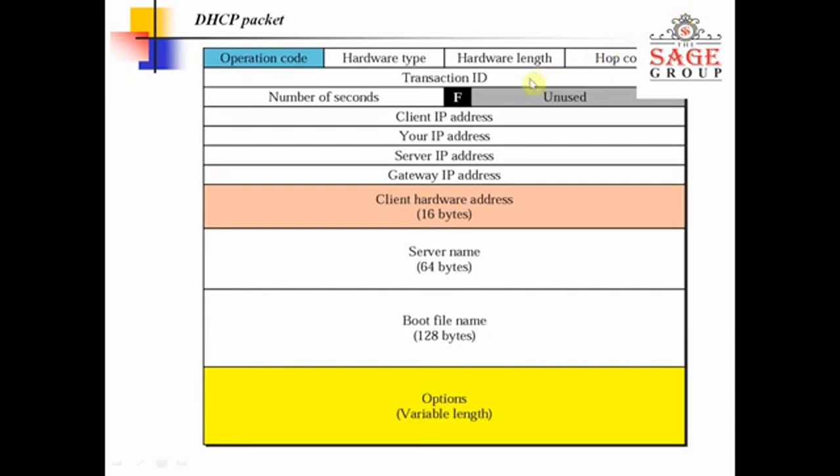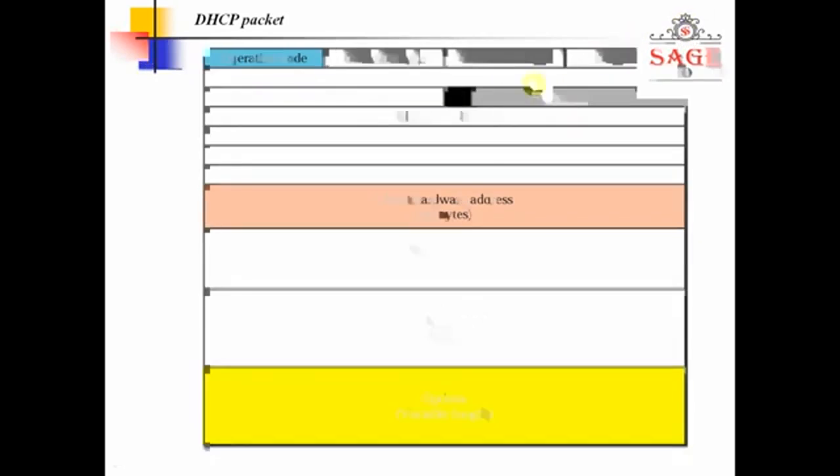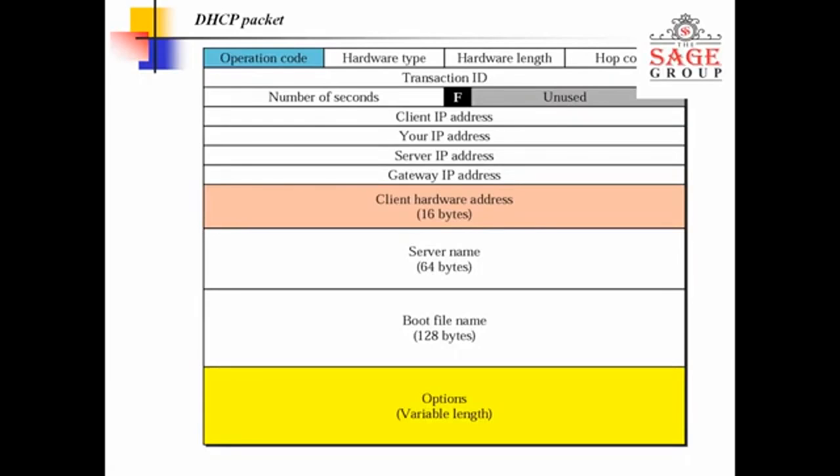What is transaction ID? Transaction ID is an ID by which data is transferred from client to server or server to client. The duration of the network connection is known as number of seconds. F is a flag bit that is used to connect the things. After that, unused. In future, we can use these unused bits.